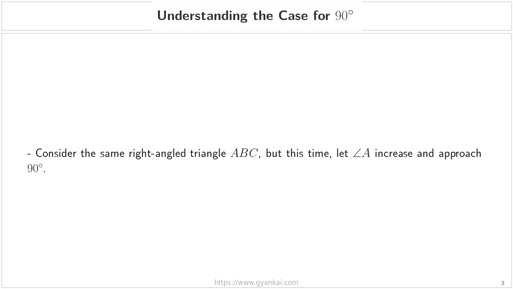Understanding the case for 90°. We will consider the same right-angled triangle, ABC, which is right-angled at B. However, this time, instead of making the angle A smaller, we are going to let angle A increase, pushing it closer and closer to 90 degrees.